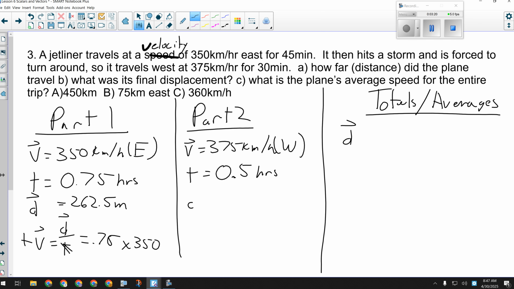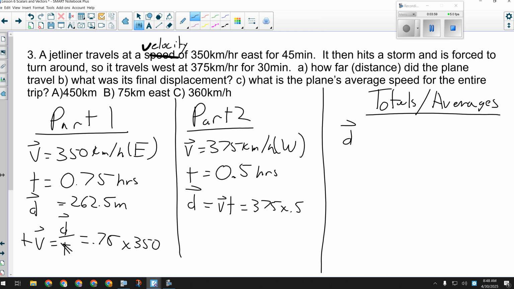Okay, I need to also get D for the second part. Luckily, I have the same pieces of information, so I don't have to do my algebra twice. I can just write in here, it'll be V times T, and go 375 times 0.5. Okay, what did I not put on this displacement that it's supposed to have over here? Is displacement scalar or vector? It's vector. What do I not have on it? Yeah, I don't have a direction.